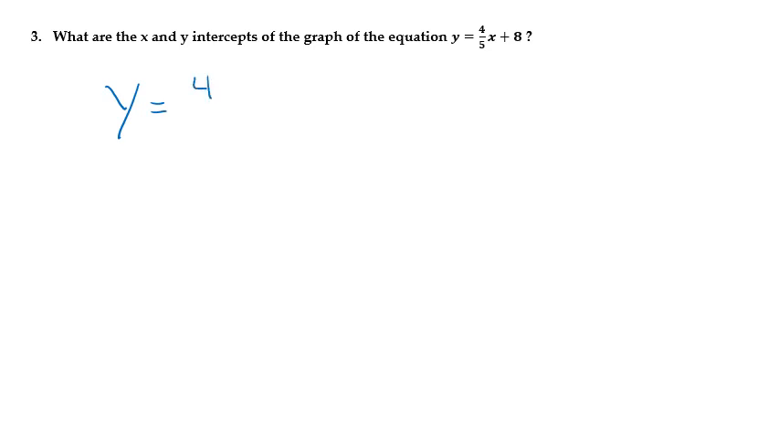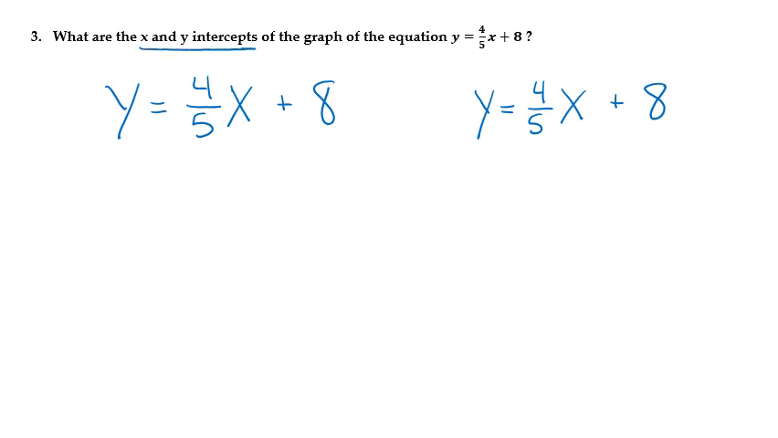Y equals 4 over 5x plus 8, and y equals 4 over 5x plus 8. Why did I write it twice? Well, there are 2 types of intercepts, right? There's the x-intercept and there's the y-intercept. We have to find both.